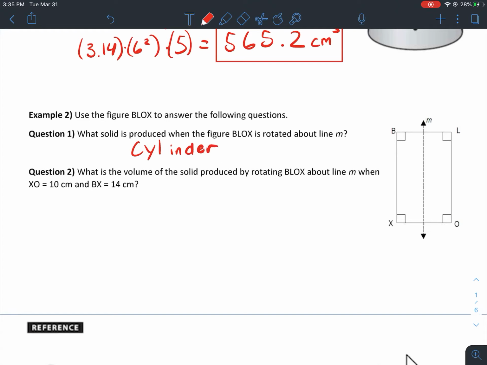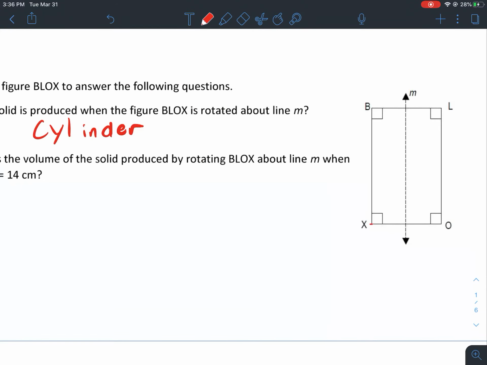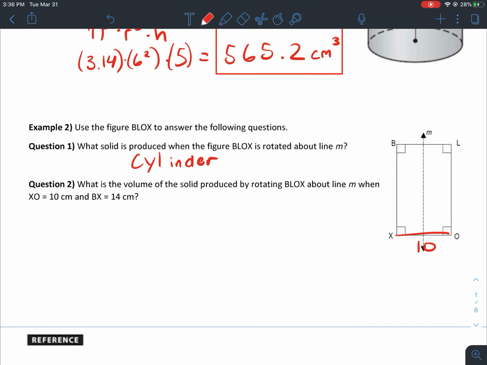Next, what is the volume of the solid produced by rotating BLOX about line M when XO is 10 and BX is 14? If you imagine this getting rotated, in this case, the 10 is actually the diameter of our circle, right? It goes all the way across. We're going to want to know the radius. So if the diameter is 10, our radius is going to be equal to 5.